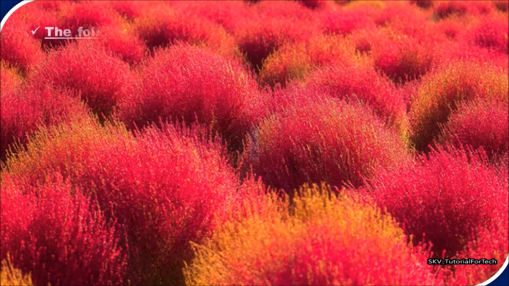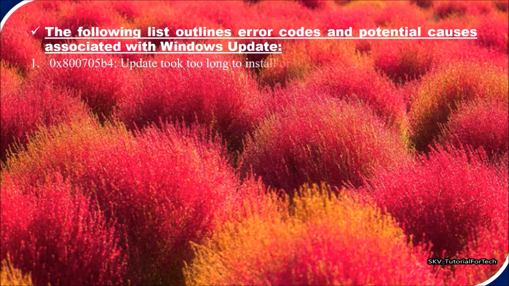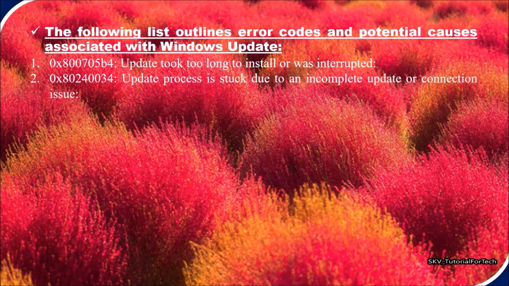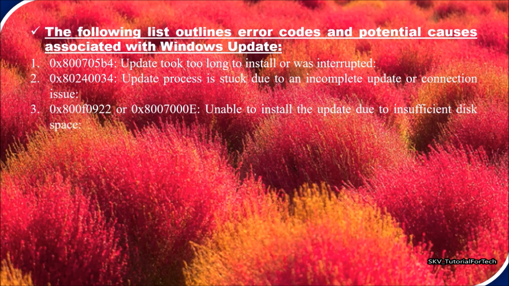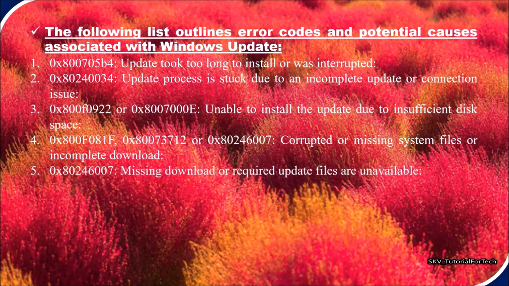Okay, let's start. The following list outlines error codes and potential causes associated with Windows Update. Number 1. Error code: update took too long to install or was interrupted. Number 2. Error code: update process is stuck due to an incomplete update or connection issue. Number 3. Error codes: unable to install the update due to insufficient disk space. Number 4. Error codes: corrupted or missing system files or incomplete download. Number 5. Error code: missing download or record, update files are unavailable.